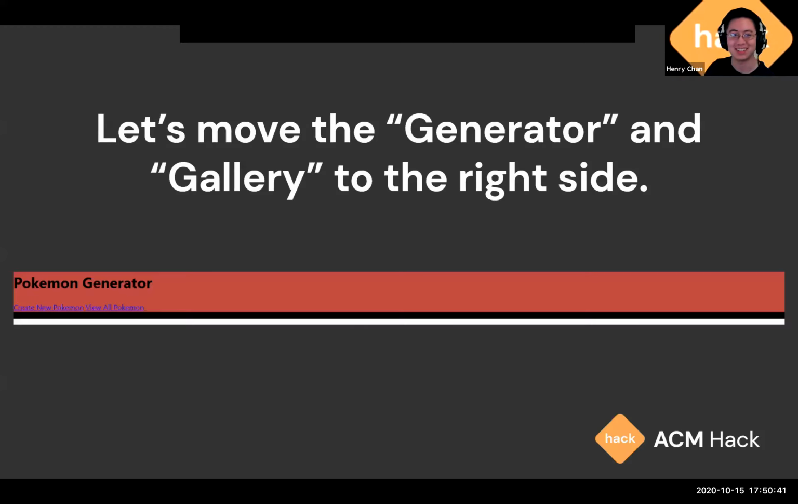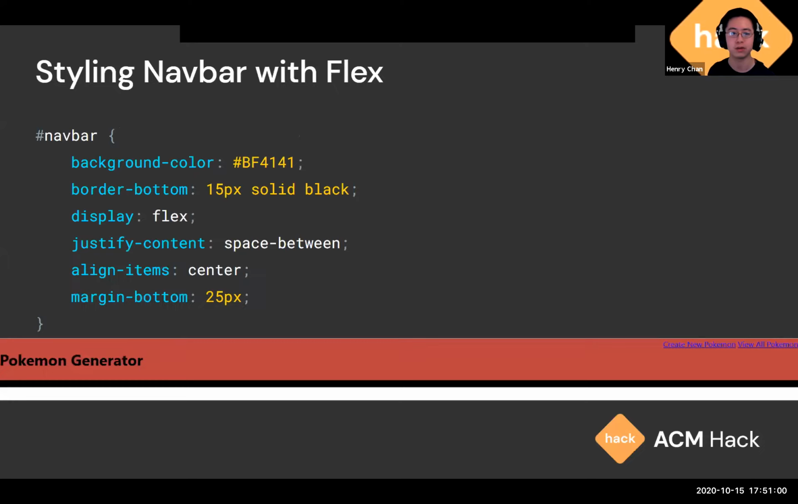Henry, by the way, we only have 10 minutes left, so I want to speed through these next few sections. Got it. Okay. So now the next part of the nav bar that we want to style is we want to move the create new Pokemon as well as the view all Pokemon links to the right side of the nav bar. So if we go to the next slide, we're going to see how we can do that.